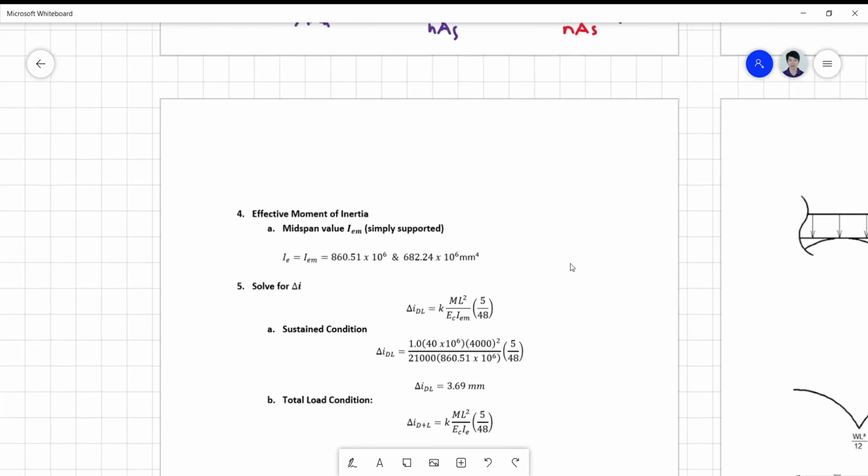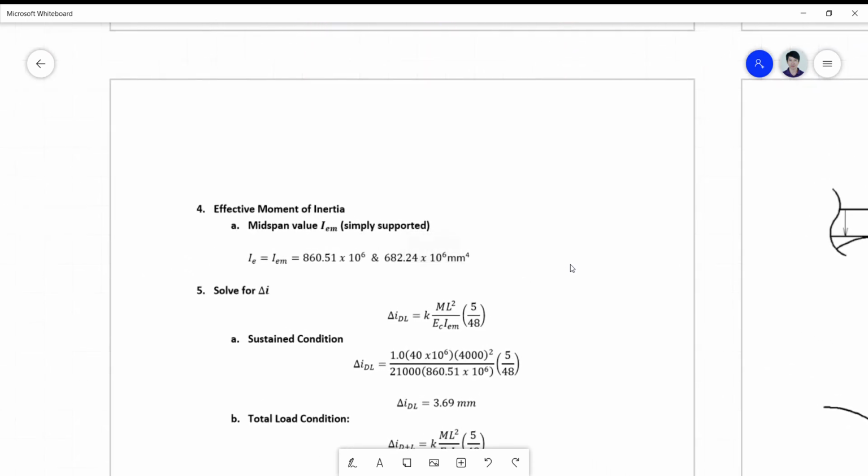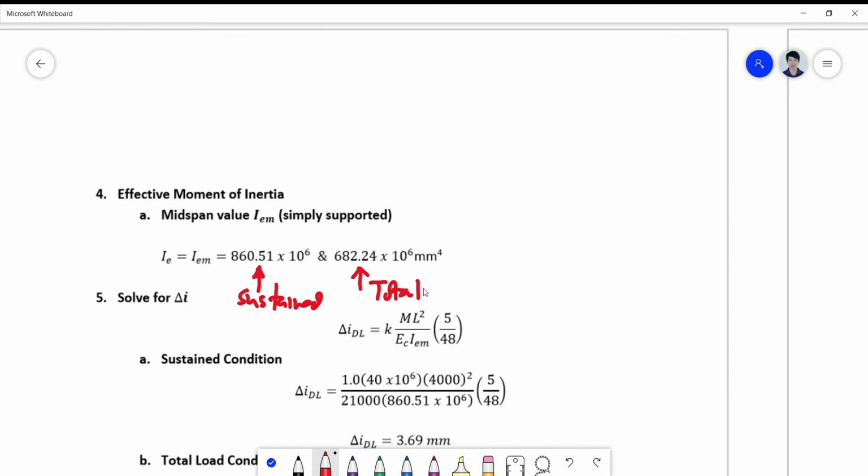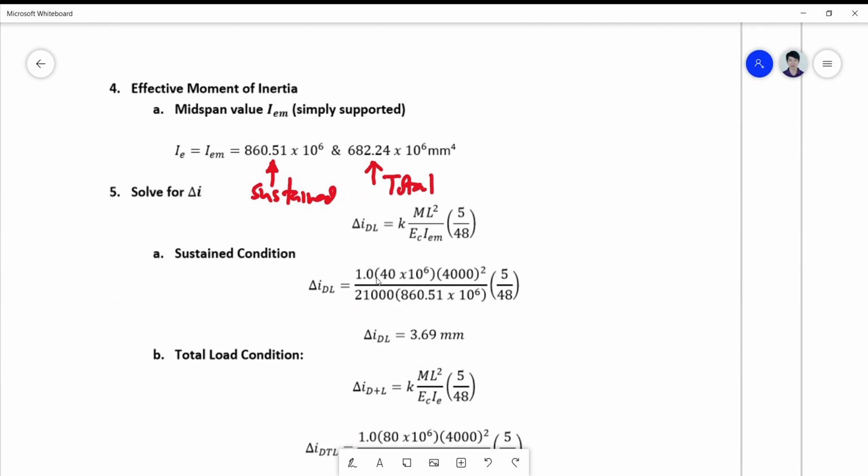So we are going to use now a midspan value only, IEM, a single value at the midspan. So IEM is therefore equivalent to 860.51 times 10 to the 6 and 682.24 times 10 to the 6. So it means that this is applied at the sustained loading condition, and this is applied at the total loading condition. Okay, so solve for delta I at the sustained, so we simply plug it in.